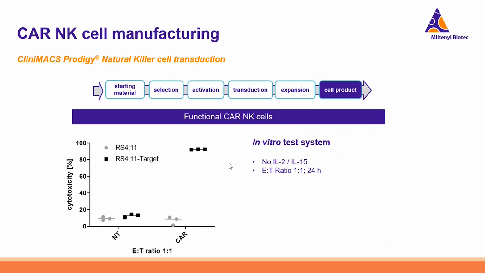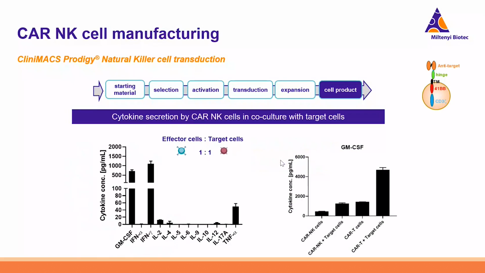We have tested those cells and they're functional. So if we co-incubate NK cells with either a cell line that doesn't have the target or has the target, the non-transduced cells, there is a baseline of killing, but the CAR NK cells are able to kill efficiently the ones that have the target.